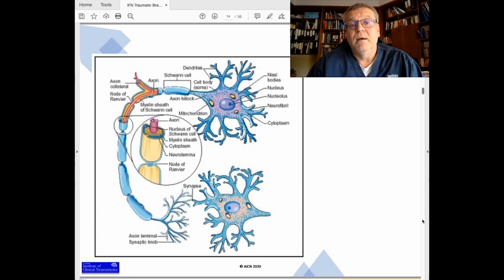So that's one of the ways that we diagnose how bad the concussion is, whether you lost consciousness or not. Now, the important thing from this picture is to remember that the axons and the synapses both can be involved in a concussion type injury.